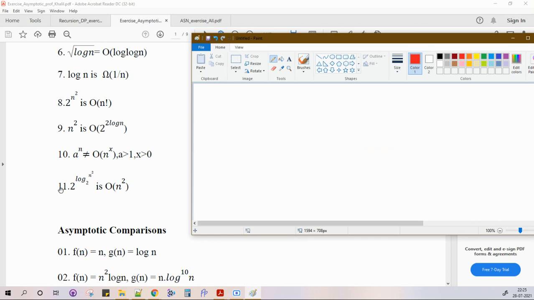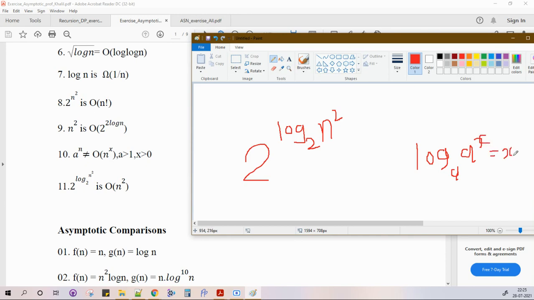Okay. So 12th is saying 2 raised to log base 2 n square. Right. So yesterday we saw this thing. Say if you have log base a and a to the power x, it is the same as x, right? Because it would be x log a, and log a base a is nothing but 1. So 1 into x would be x.